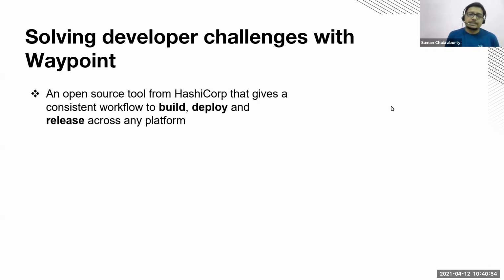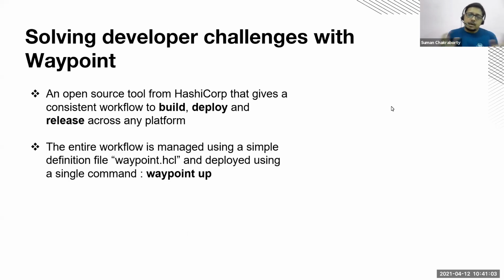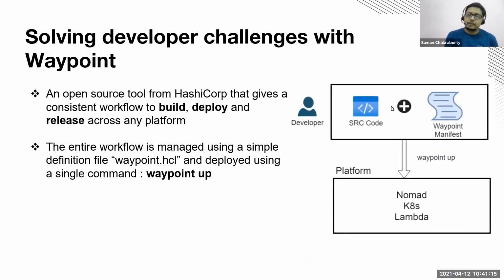Waypoint gives you the simplified workflow of taking that particular release, doing the build and deploy part, and releasing into your target platform. The whole aspect of doing this complete phase is done using a single configuration file called waypoint.hcl, and this is deployed using the command called waypoint up. So you have a source code and your waypoint manifest. Together you perform the command waypoint up, which takes and deploys it on any target platform.